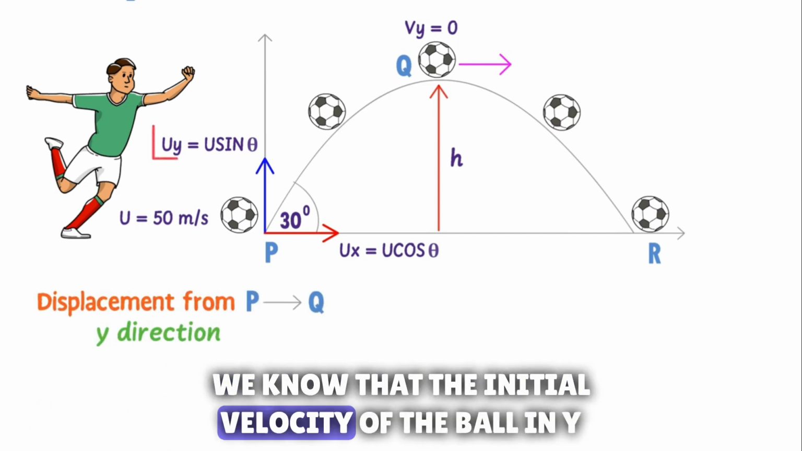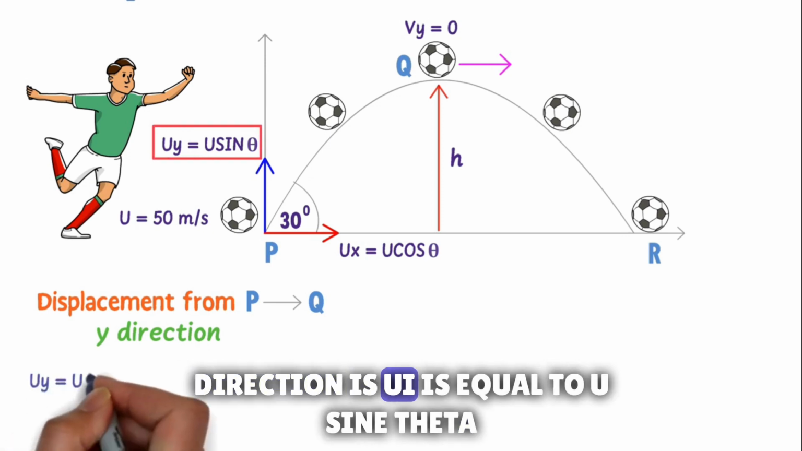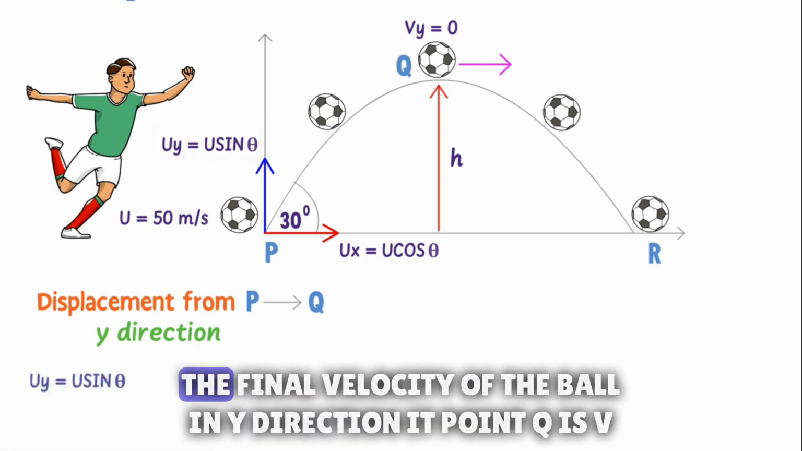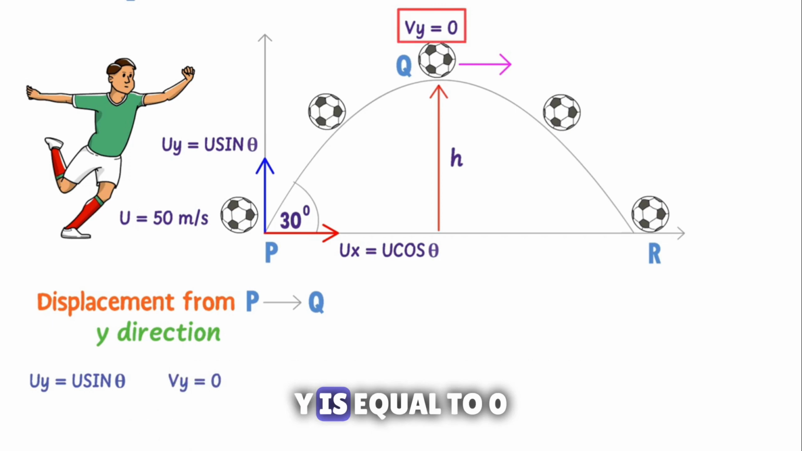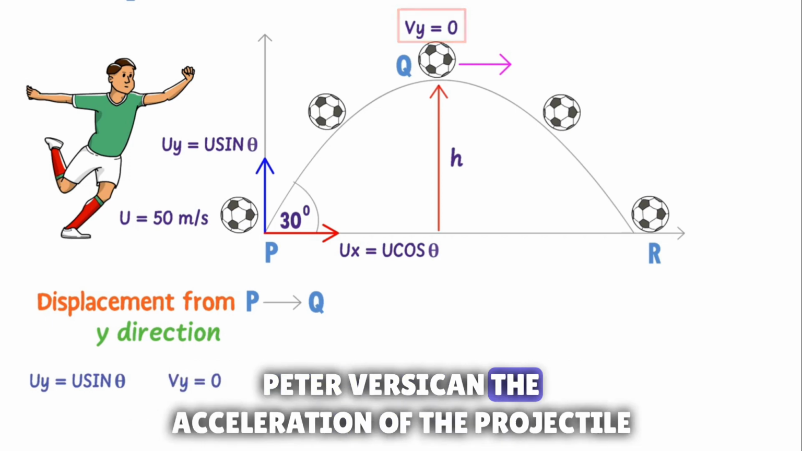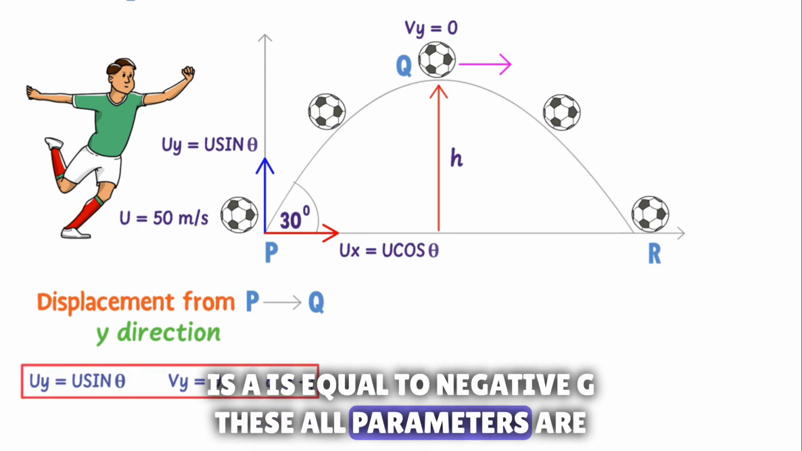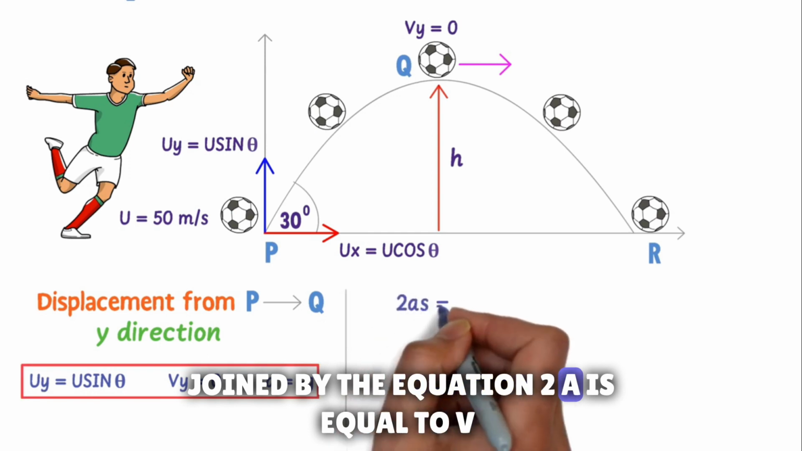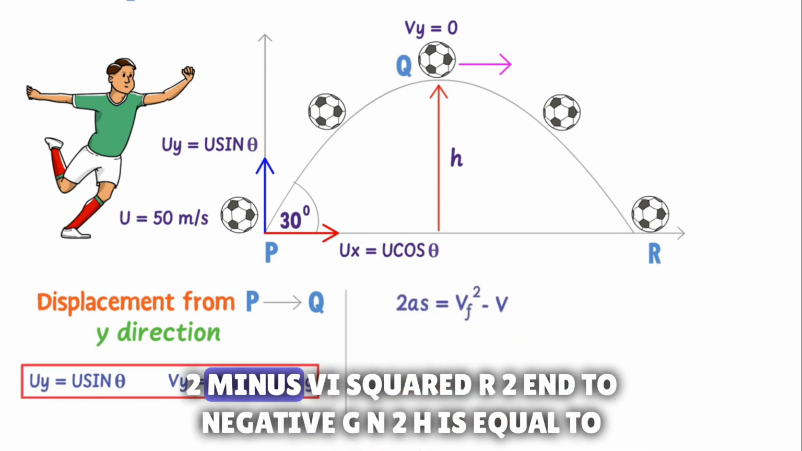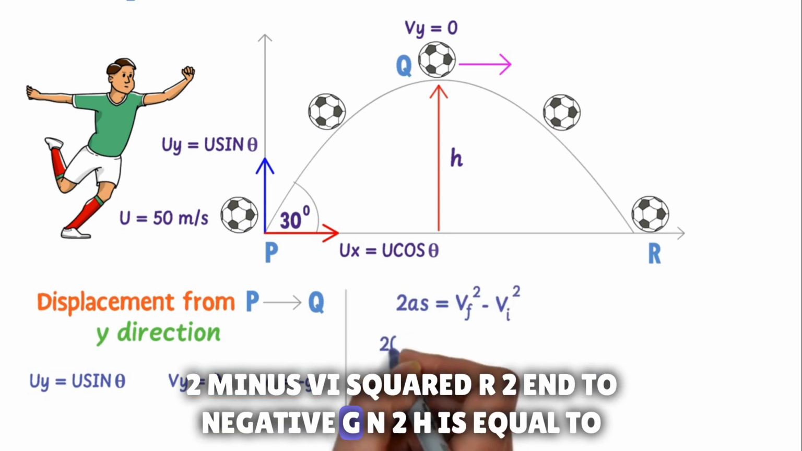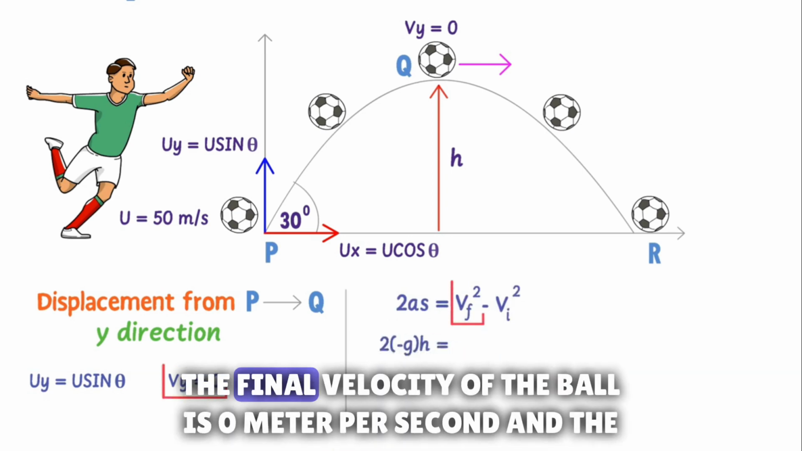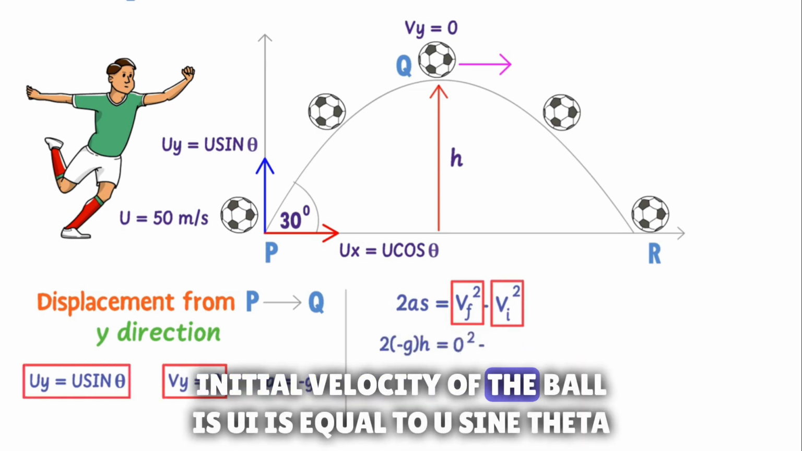We know that the initial velocity of the ball in y direction is uy is equal to u sin theta. The final velocity of the ball in y direction at point Q is vy is equal to 0 meters per second. The acceleration of the projectile is a is equal to negative g. These parameters are joined by the equation 2as is equal to vf squared minus vi squared. Therefore, 2 into negative g into h is equal to the final velocity of the ball, 0 meters per second, minus the initial velocity of the ball, uy is equal to u sin theta, squared.